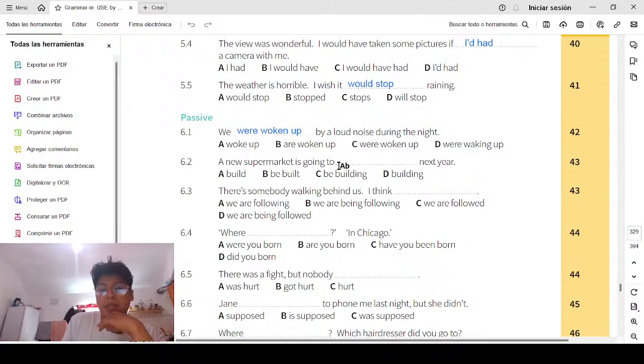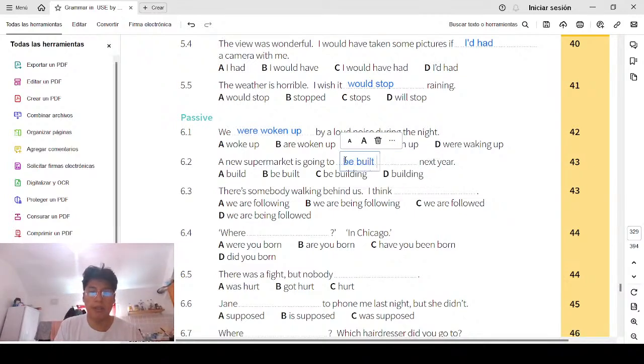Next one. A new supermarket is going to build next year, or it's going to be built next year, or it's going to be building next year. In that case it's "be built next year." Why? Check it out. We're talking about the object, the supermarket. It's going to be built: verb to be plus a past participle, in this case built.